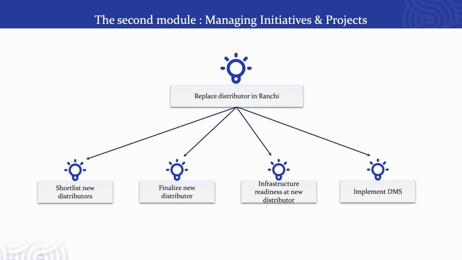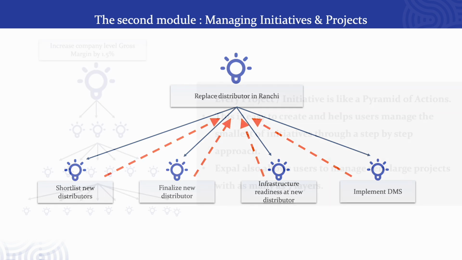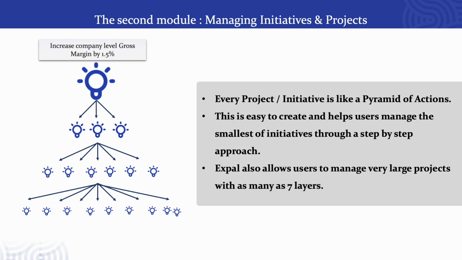Expal's tree structure will allow the user to create all of these actions. Each action can be linked upwards to the parent action. This is an example of a simple two-level initiative. Similarly, very large and complex projects can be managed using the 7-level tree structure of Expal.